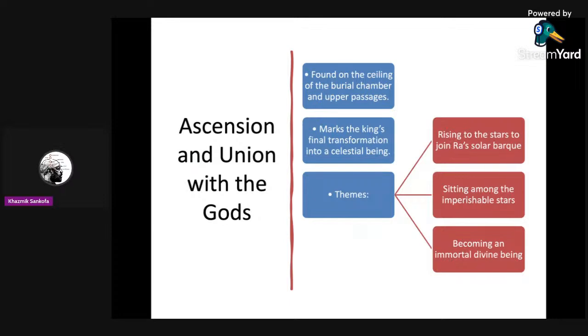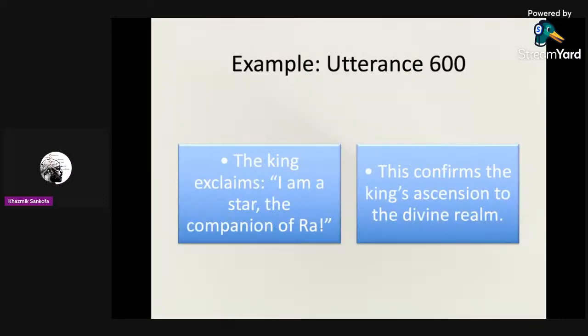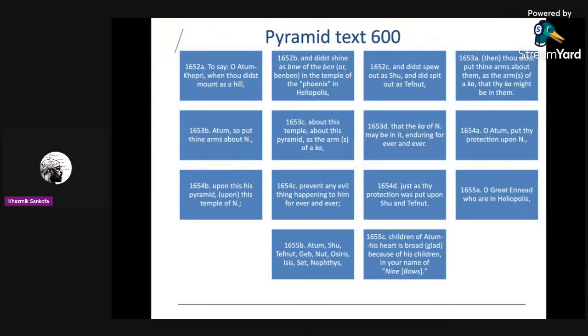So the ascension and the union with the gods, right? The themes are rising to the stars to join Ra's solar boat, becoming a god that sits amongst the gods, right? And that's the imperishable stars, becoming an immortal divine being. Now, this is utterance 600. I am a star, the companion of Ra, right? So this is also telling you that you can become the divine essence. You can become a godlike being, so to speak. This is a breakdown of the Pyramid Text 600.